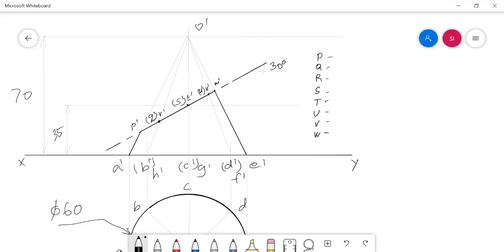In this problem, the cut points obtained are point P, Q, R, S, T, U, V and W. Cut point P is obtained in the generator OA. Cut point Q is obtained in OB. Cut point R in OH and cut point S in OC. Cut point T in OG. Cut point U in OD. Cut point V in OF and cut point W in OE.